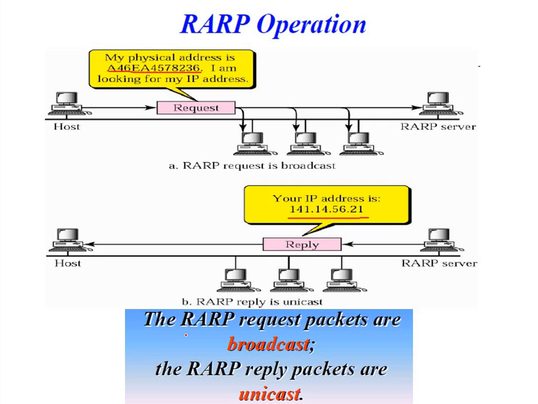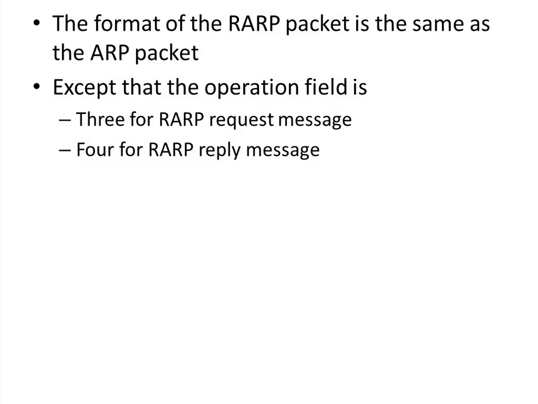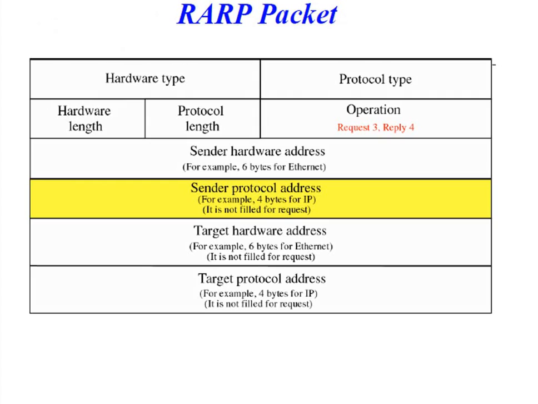The only difference in RARP and ARP packet is in the operation field. In the operation field, you can see that change here. Previously in ARP the request was 1 and reply was 2. Now it is changed, the request is 3 and reply is 4. That's all. This is the only change in the RARP packet.